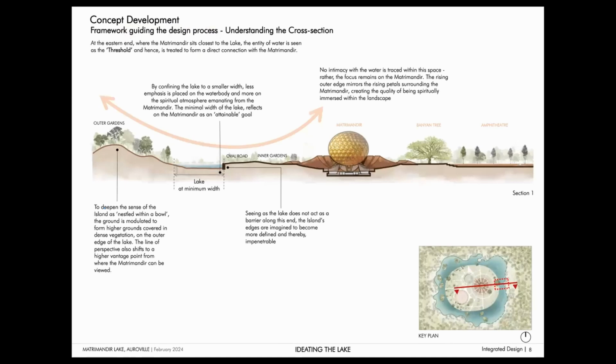Now, when we look at the cross section, the bottom right hand, the little image that you see is indicative of the place where we have taken the section. The section is looking southwards, with the Matrimandir to the center and the outer gardens towards the left, as we see in the cross section. So the cross section actually moves through the outer gardens, the lake, the inner gardens, the Matrimandir, the banyan tree, and then the amphitheater in one long sequence.